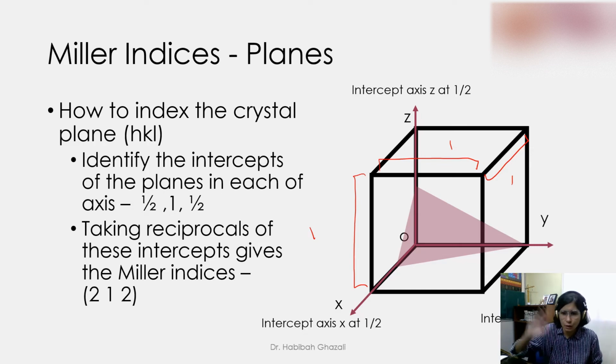So that's not our Miller indices yet. Taking the reciprocal of these intercepts will give us the Miller indices. When you reciprocate them and put them in the regular bracket, that is the identity, the Miller indices for this particular crystal plane. So that is how you index the crystal plane in a unit cell.